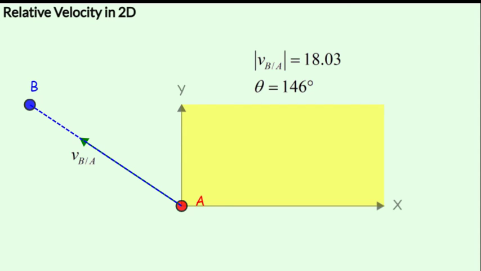So to a person in the ground frame of reference, A is traveling along the x-axis and B is traveling along the y-axis, but A sees B traveling along a straight line at an angle of 146 degrees with the x-axis. And if you wonder how B would see A, then B would assume himself to be at rest or stationary and would see A moving in exactly the opposite direction of how A would see B, moving away with a speed of 18.03 meters per second.